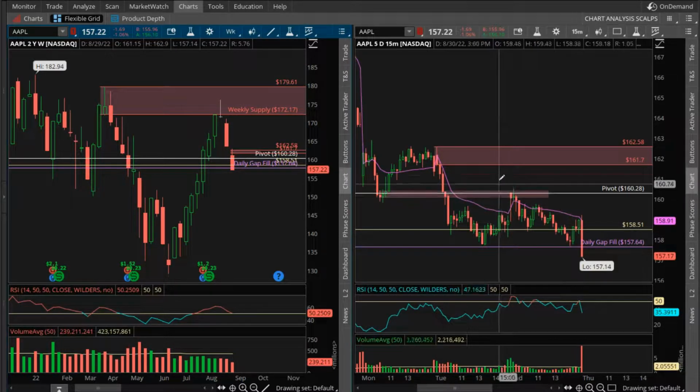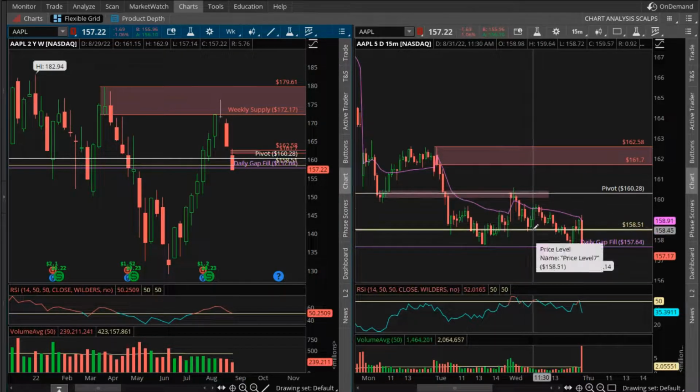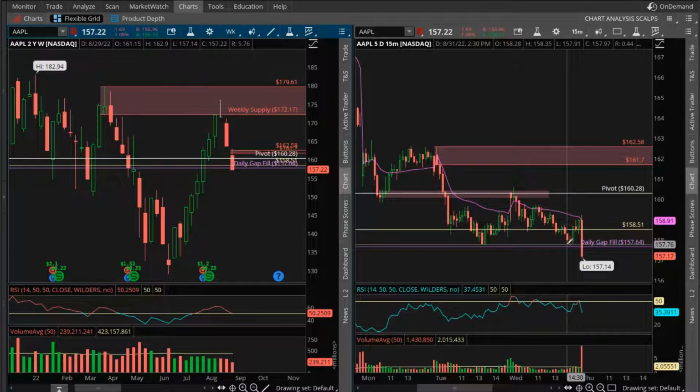If price were to open above and use it as support, the first target would be supply. And if we were to fail and not get any 15-minute closes above the pivot, price was going to make its way back down into the overnight lows and back down into the gap fill. So we can see that's exactly what happened.